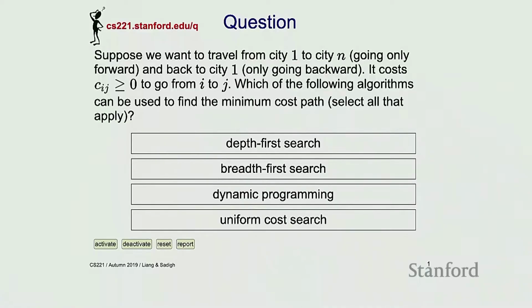So the question is, which one of these following algorithms could you use to solve this problem? And it could be multiple of them. So we have depth first search, breadth first search, dynamic programming, and uniform cost search. And these were the algorithms we talked about last time. So maybe just talk to your neighbors for a minute, and then we can do votes on each one of these.